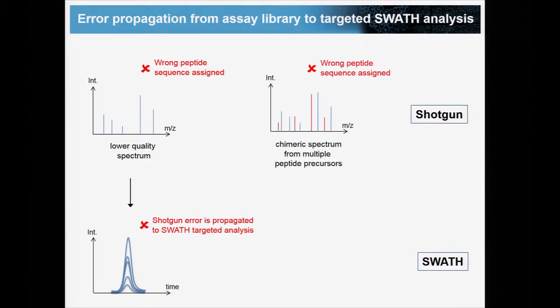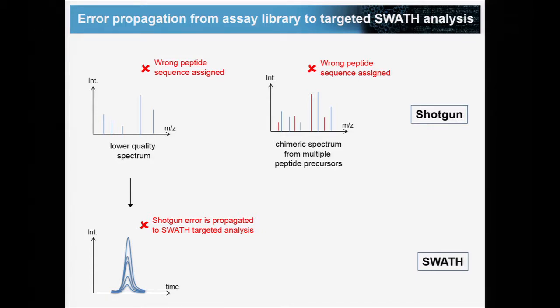Another possibility is that the wrong peptide sequence is assigned in the DDA spectrum because you now have a chimeric spectrum, right? Even in DDA analysis, it's very common that you co-isolate two peptides, and now we have a mixture spectrum here.